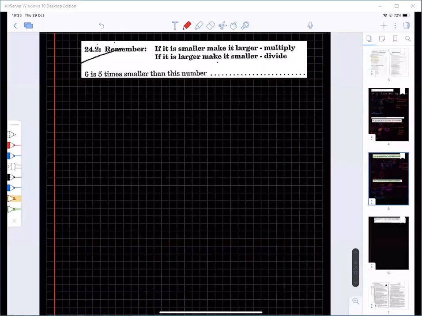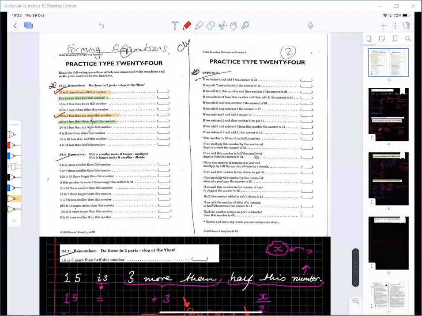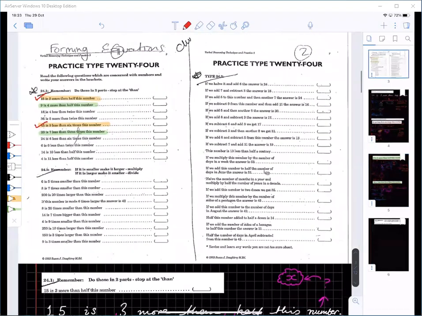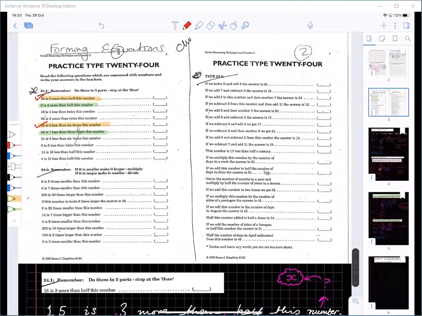Okay, here's a new video. So we're looking at today forming and solving equations. It actually comes from the Verbal Reasoning Technique and Practice Book 3. So what we're doing now in this new video, we're over here on 24.2.